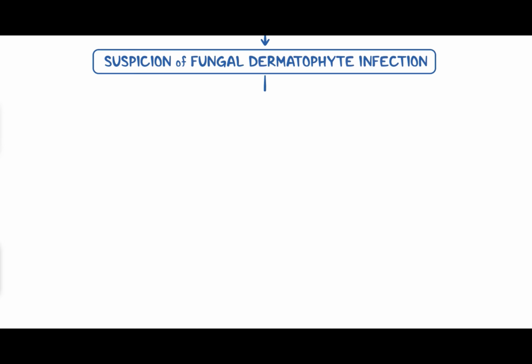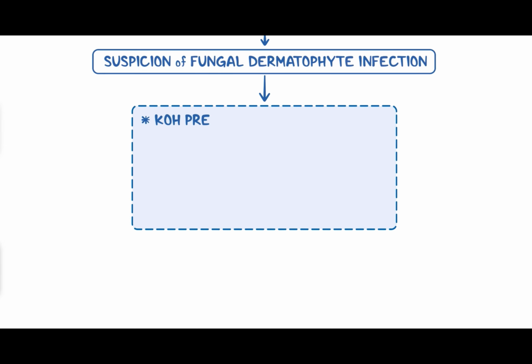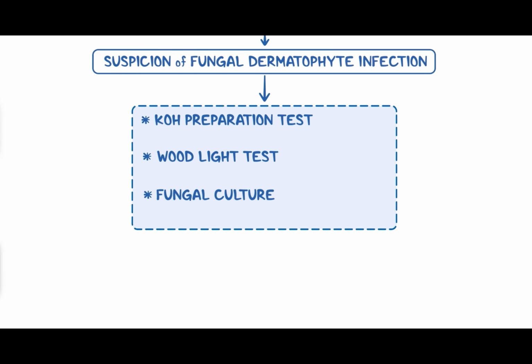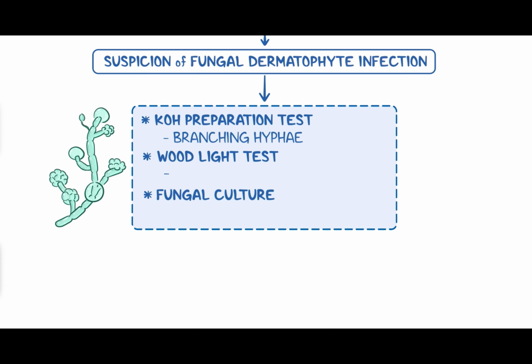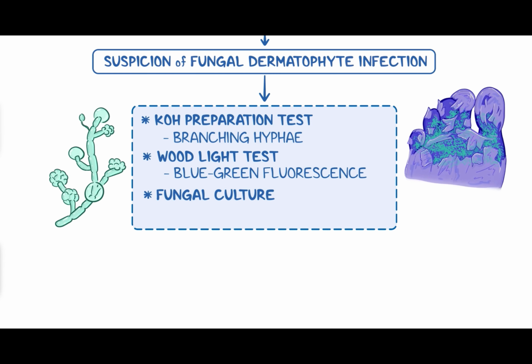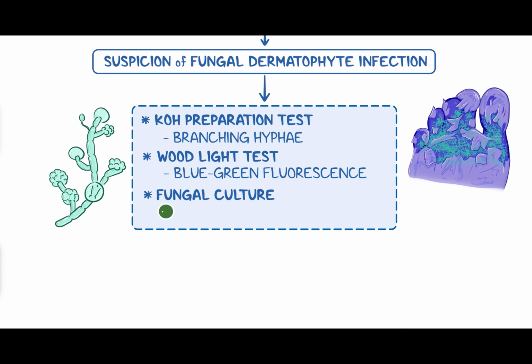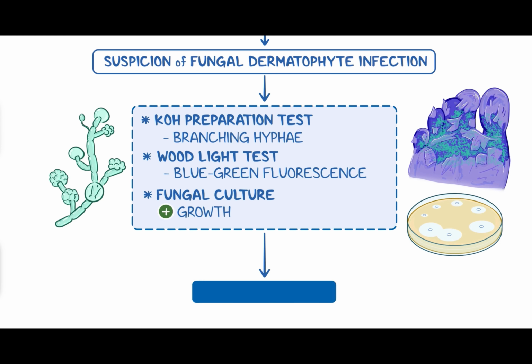To confirm the diagnosis, you can perform a KOH preparation test, Wood light test, or possibly order a fungal culture. The KOH test will reveal branching hyphae, and the Wood light test will show blue-green fluorescence. Additionally, the fungal culture will show positive growth, which can also specify the type of fungus. These findings will confirm your diagnosis.